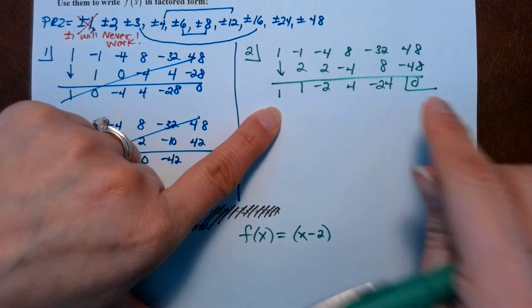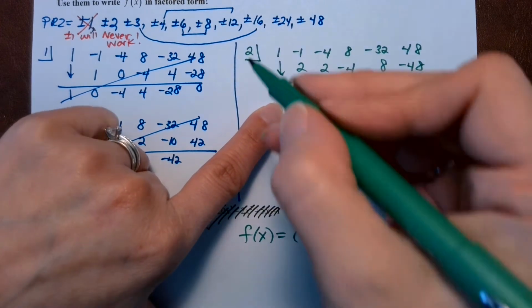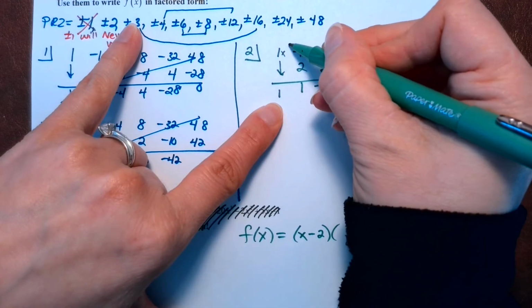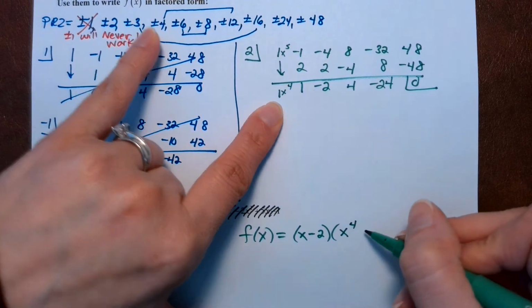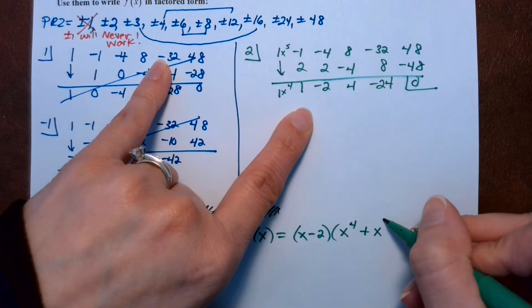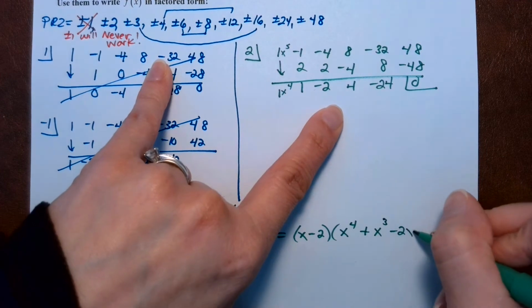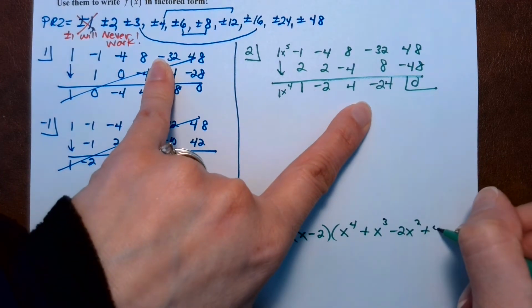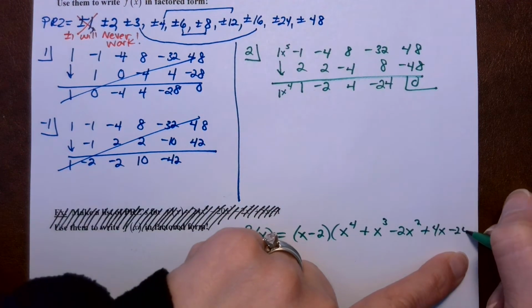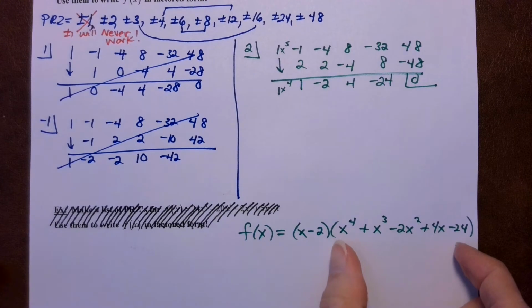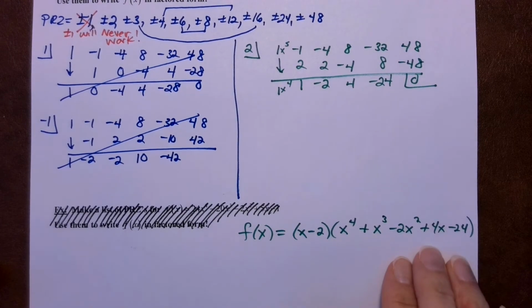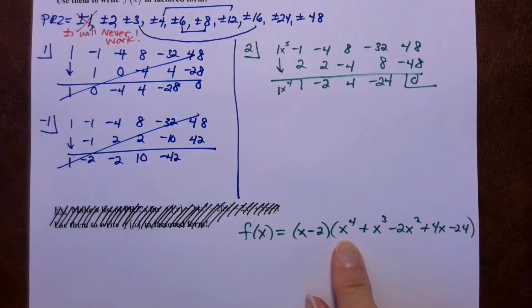And the quotient that we found is, let's see, this was a fifth. So this is going to be x to the fourth: 1x to the fourth plus x cubed minus 2x squared plus 4x minus 24. We found it. But we're nowhere near done factoring. I can't factor by grouping. It's a fourth degree polynomial. We're going to have to keep testing.